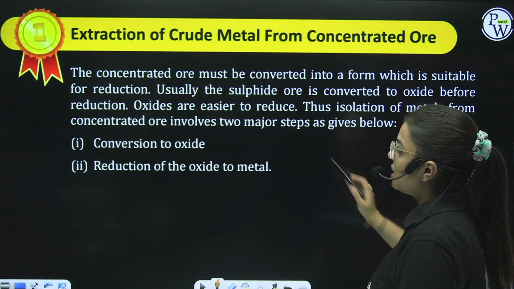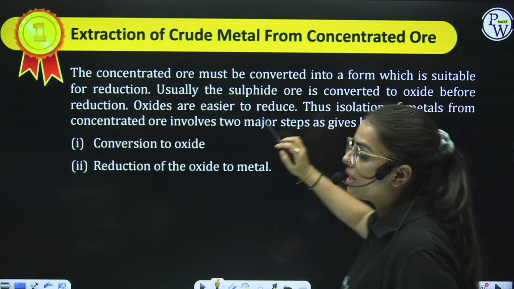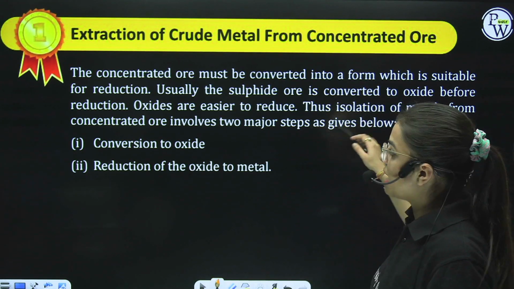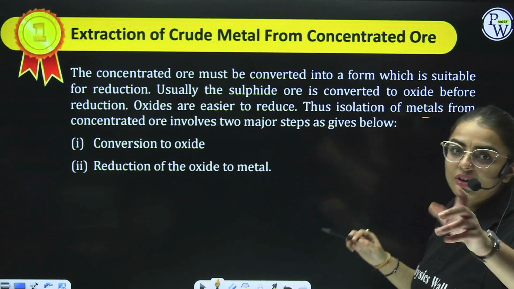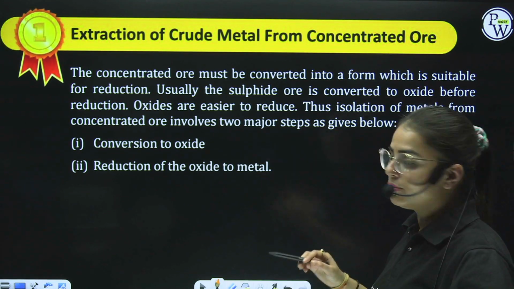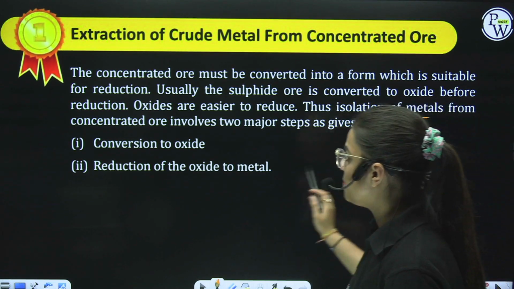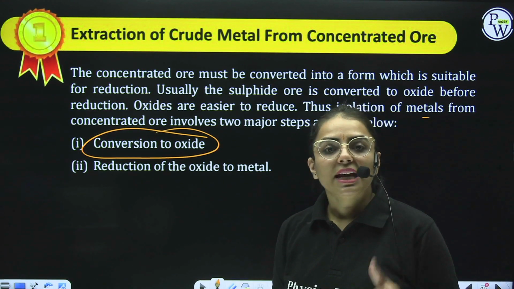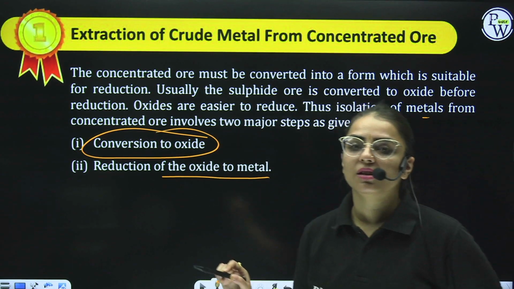The concentrated ore must be converted into a form which is suitable for reduction. Usually the sulfide ore is converted to oxide before reduction. Oxides are easier to reduce. That's why we are converting ore into oxides, because they're easier to reduce. Thus isolation of metals from concentrated ore involves major steps: first, you are doing the concentration, then you will convert your ore into oxide, then reduction of that oxide to metal will take place.